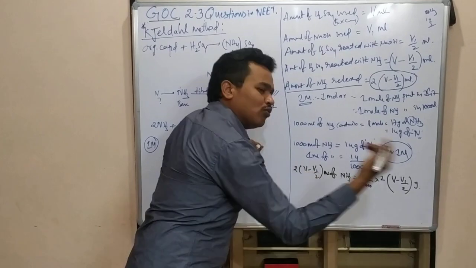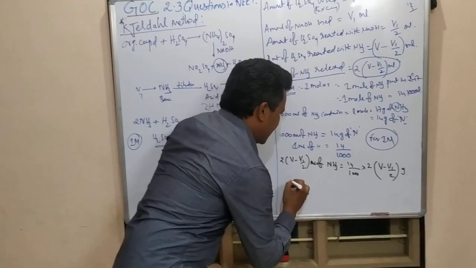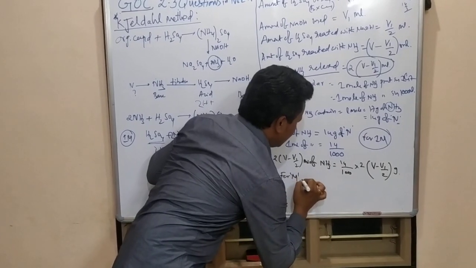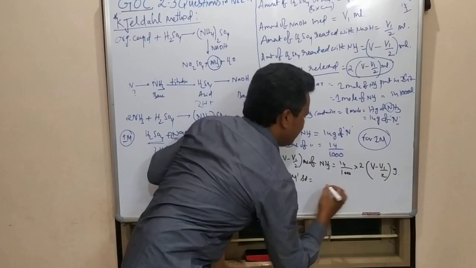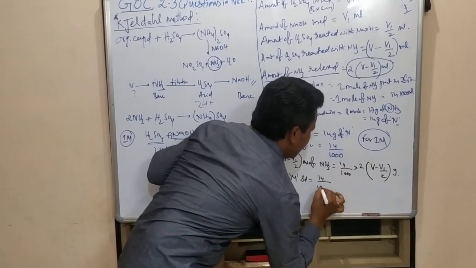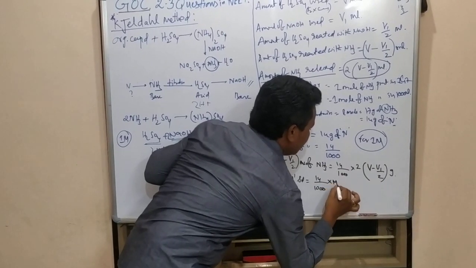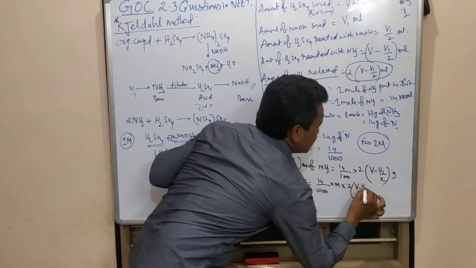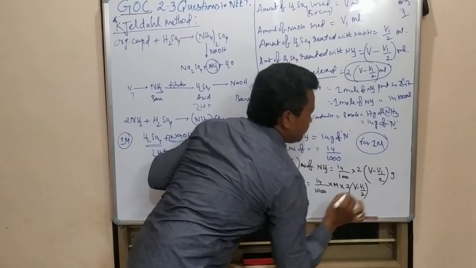So M molar can be 2 molar, 3 molar, 5 molar. For M molar solution, what into M? Nothing else is there. 14 by 1000 into M, as it is, into 2 into V minus V1 by 2.